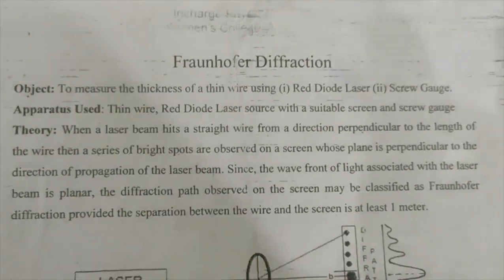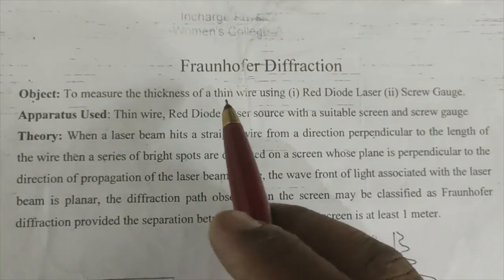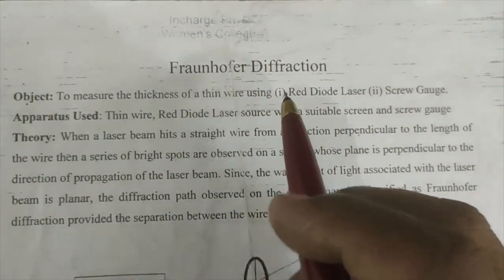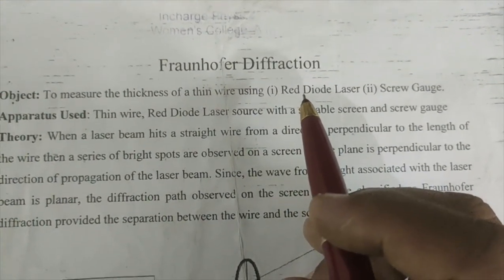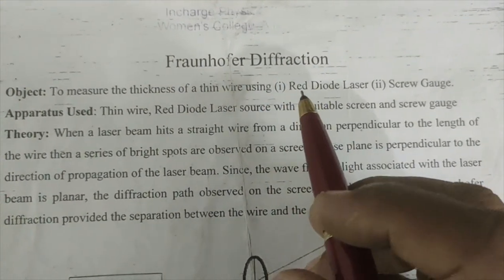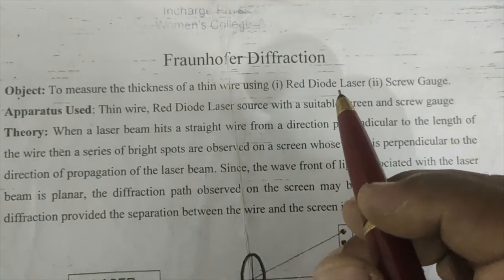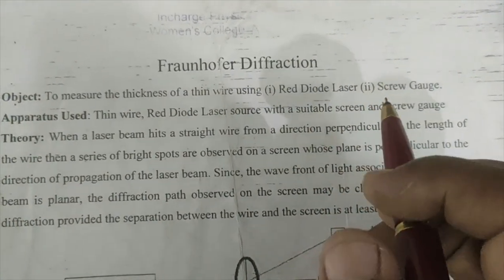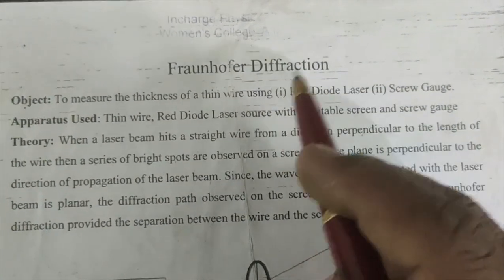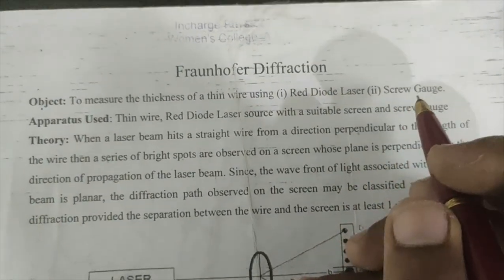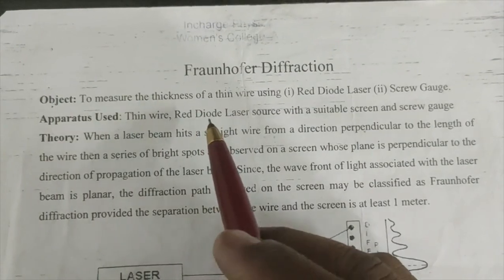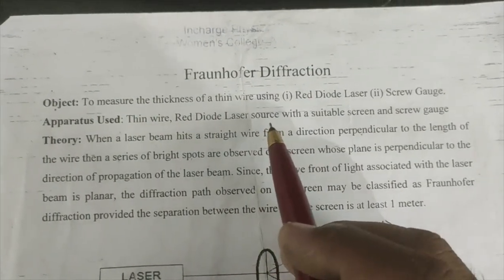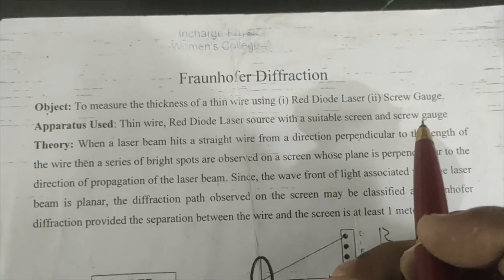In this experiment, we are going to measure the thickness of a thin wire using two methods. One is through Fraunhofer diffraction, in which we are going to use the diode laser, and then we have to measure the thickness of the wire directly by using the screw gauge. So the apparatus we use is a thin wire, a red diode laser source and a screw gauge.